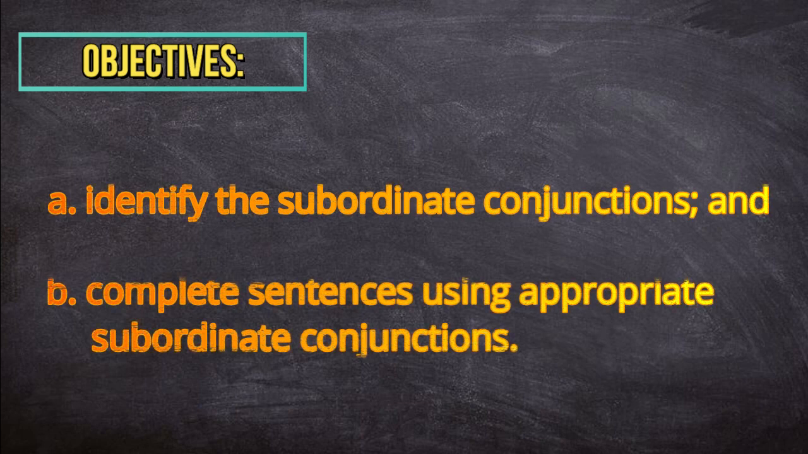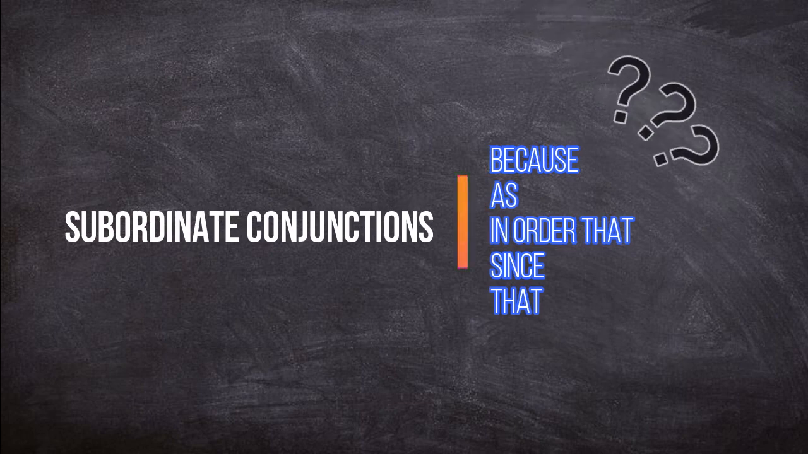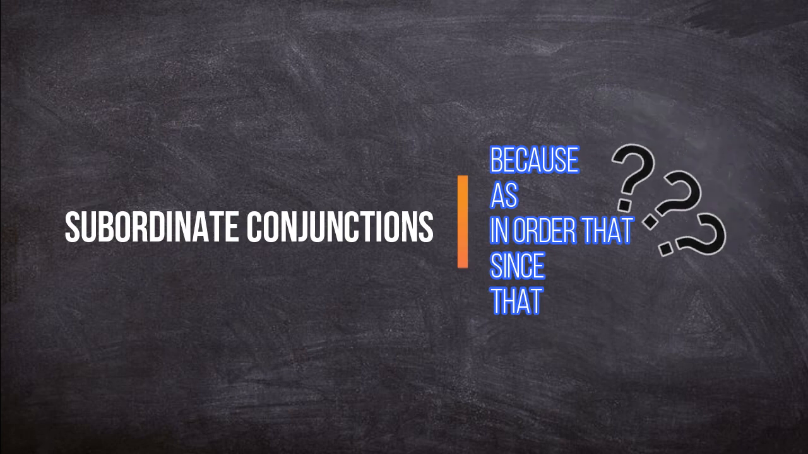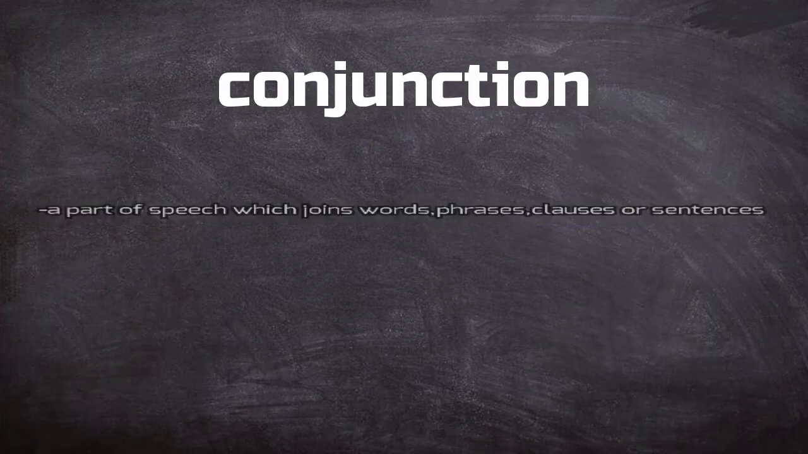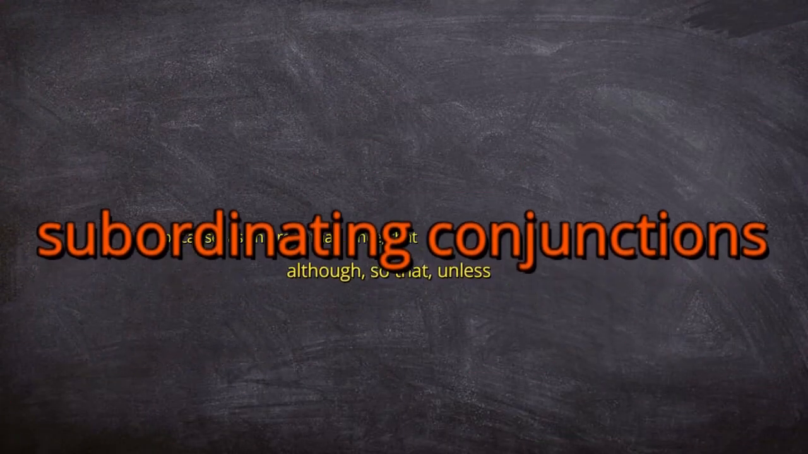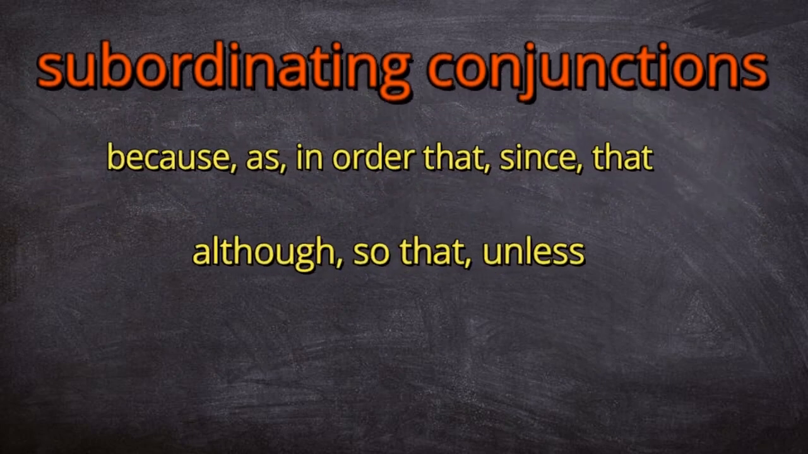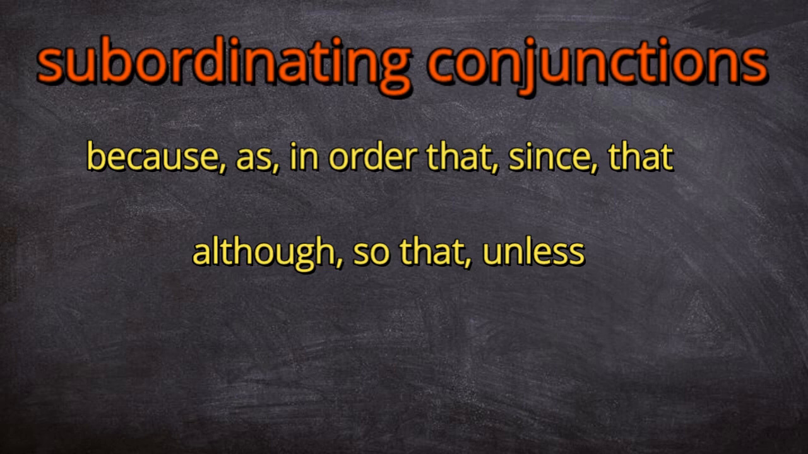A. Identify the subordinate conjunctions. B. Complete sentences using appropriate subordinate conjunctions. Tandaan ang subordinate conjunctions examples, because, as, in order that, since, and that. Marami pa tayong halimbawa sa susunod na slides. Alright? Tandaan ang conjunction is a part of speech which joins words, phrases, clauses, or sentences. Right? Ang subordinating conjunction, uulitin natin ang mga halimbawa, because, as, in order that, since, that, although, so that, and unless. Alright, so matututunan natin ngayon kung paano ba sila ginagamit sa mga pangungusap.